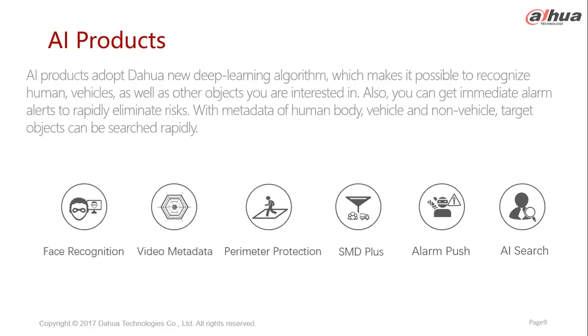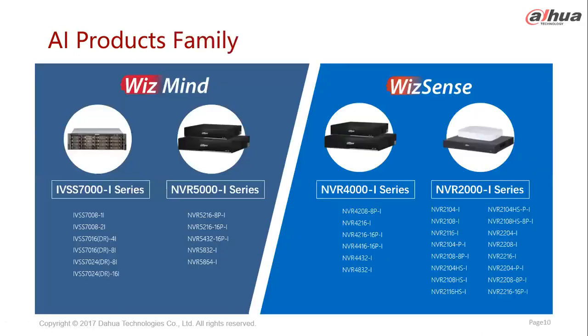So AI products come in terms of functions of the NVR, including face recognition, video metadata, perimeter protection, SMD, alarm information, and AI search. Some of the IVSS 7 series that are AI include 16 channel, 16 HDDs, 8 HDD, even up to 24 HDD with redundant power supplies.